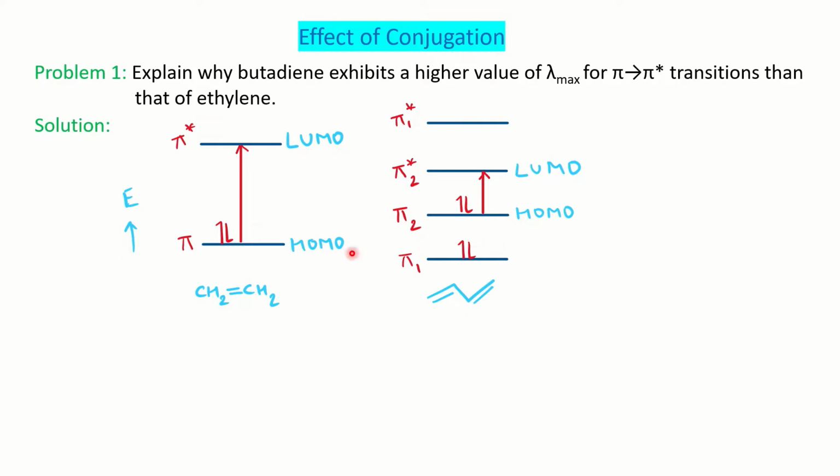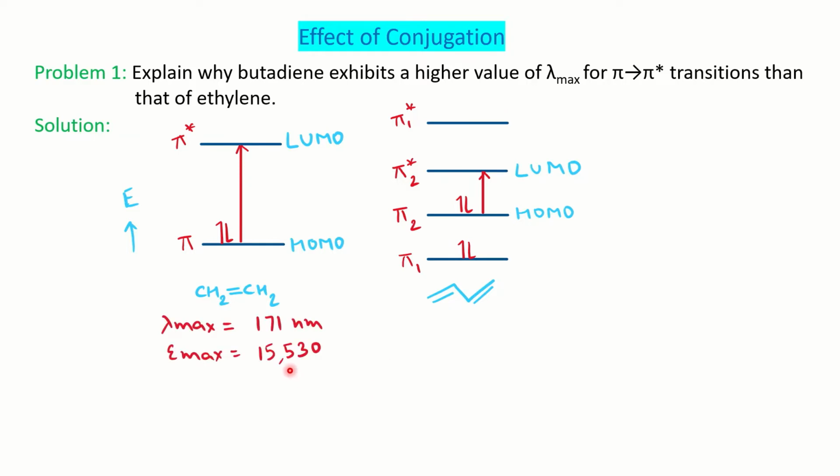Now what is the difference in the two energy level diagrams? You can see in the first case, in ethene, the energy gap between the pi to pi star transition is high, as compared to butadiene, where the difference between HOMO and LUMO, pi 2 to pi 2 star, is less. We know energy is inversely proportional to wavelength, because E is equal to hc over lambda. So as energy decreases, wavelength increases. E is decreasing in the case of butadiene, therefore the lambda max value will be high.